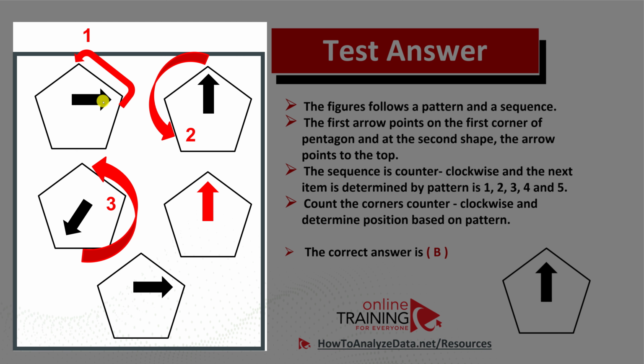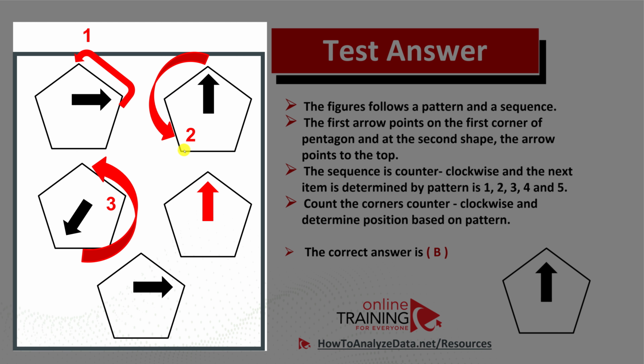As you can see, the position of the arrow in the next figure is determined by the sequence number. For example, in item 1, the arrow points to 1 o'clock, to the first angle of the pentagon. For the second position, you need to move counterclockwise into the next corner. For the next one, you need to move 2 steps because the sequence number would be 2, because this is the second shape. And once you move, you get to the 8 o'clock corner of the pentagon.